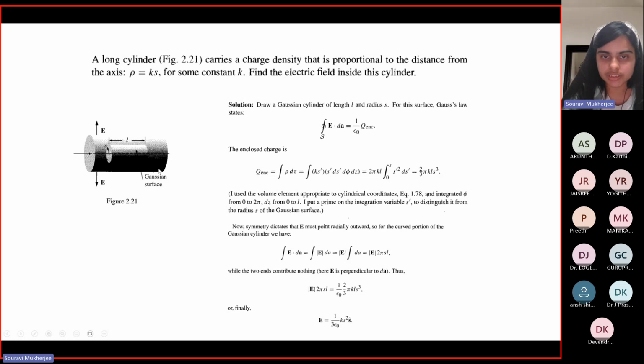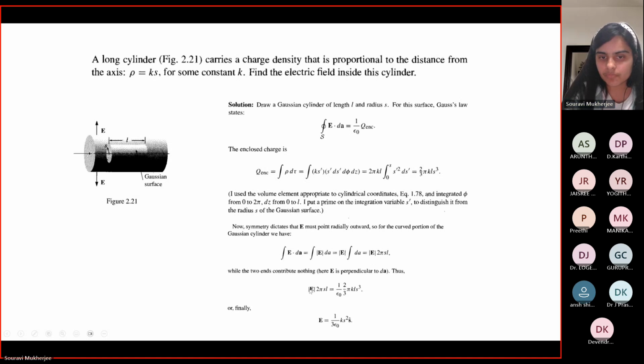So that tells you that your E should point radially outward, right? So that means you need to consider the flux along the curved surface, because consider the field lines coming out along all the directions starting from the central line radially, right? So you need to consider the curved surface. So that's where dA comes. So you write it as E into 2 pi SL. You know what is the curved surface area for a cylinder of these given dimensions, right?